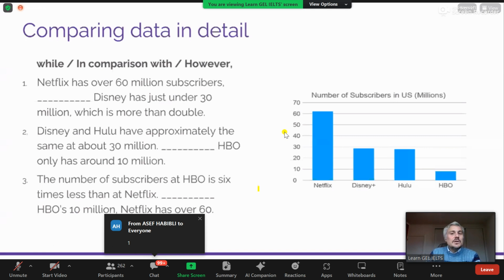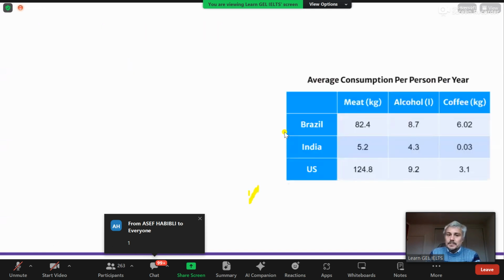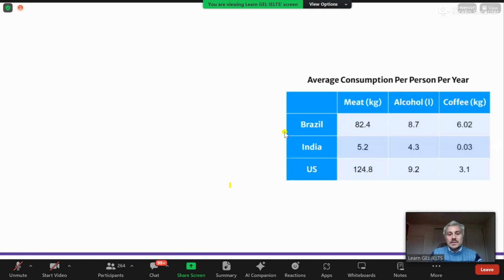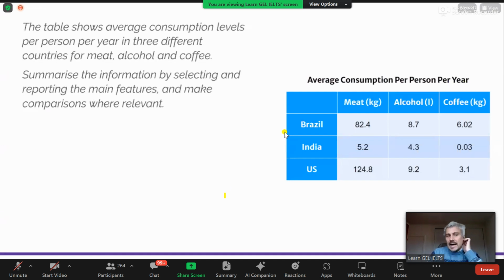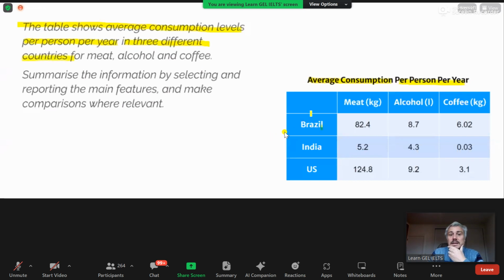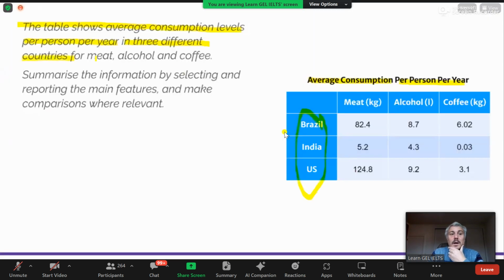We need to talk about tables. We haven't talked about tables so far. Let's look at this table and read the exam question. The table shows the average consumption levels, yes. Per person per year, yes. In three different countries, yes. For meat, alcohol, and coffee, yes.